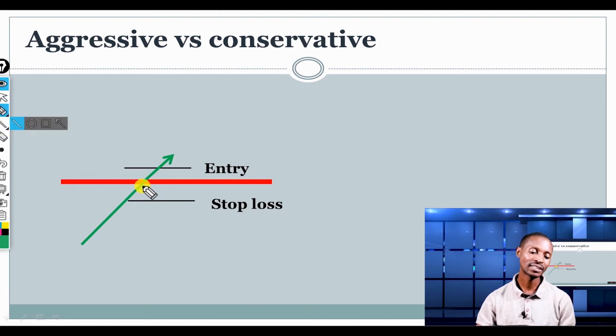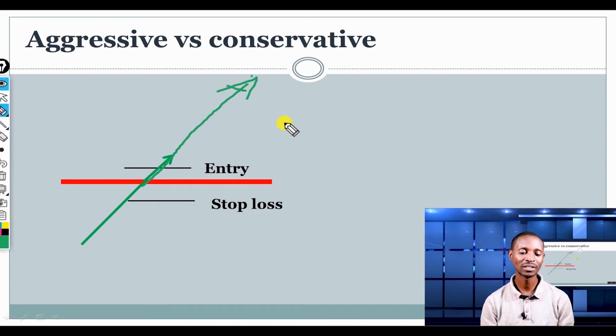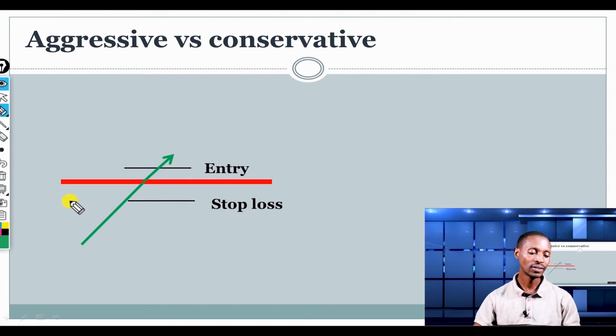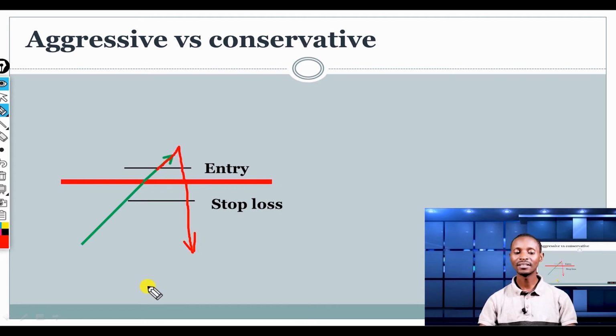The advantage is that if the market continues up, you are already in the market and you have not missed this trade, so you can easily enjoy this profit. The disadvantage, the market can do a false breakout. It can trigger you and then reverse back inside here. Then you will be caught on the long side. You will miss this trade.